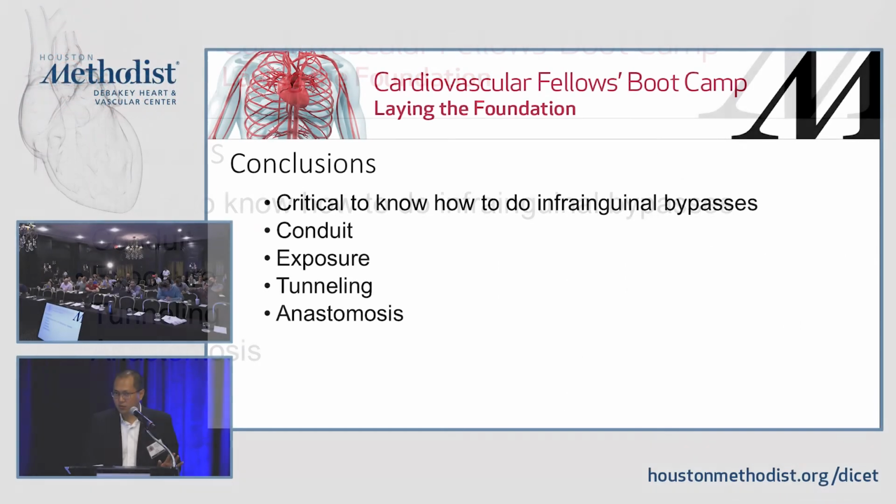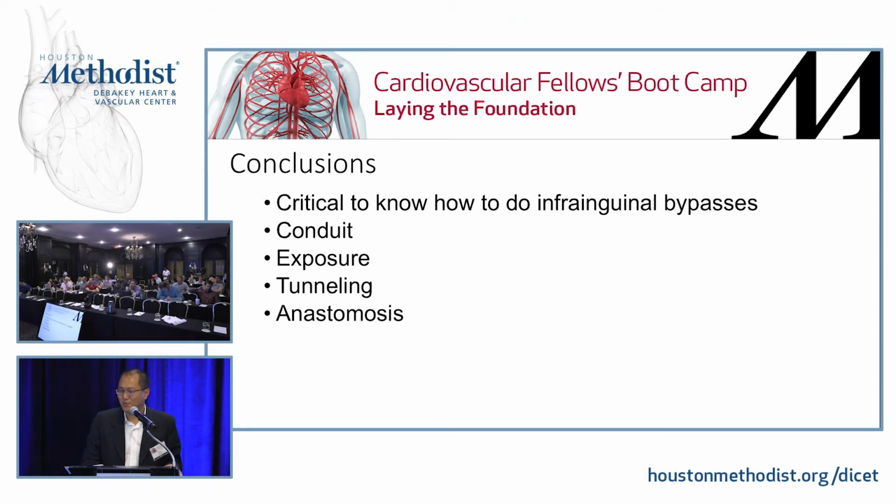So this is a really fast fly-through through a lot of the open exposures and tunneling techniques. I think just to emphasize and conclude, critical to know how to do infrainguinal bypasses even in this day of endovascular for the reasons I mentioned at the beginning. It's conduit, exposure, tunneling, and then the anastomosis. The actual technique of anastomosis doesn't necessarily matter. There's been no differences with those. But if you know the other three, conduit, exposure, and tunneling, you can do pretty much any operation.